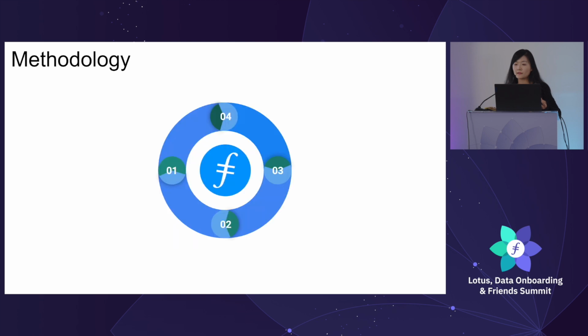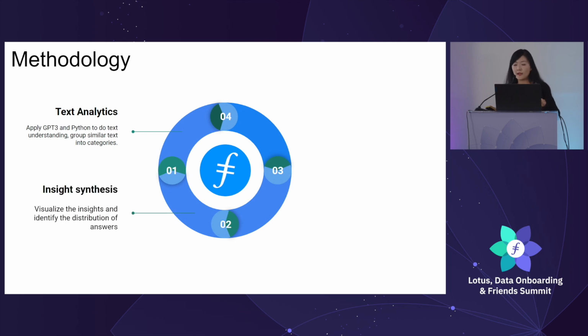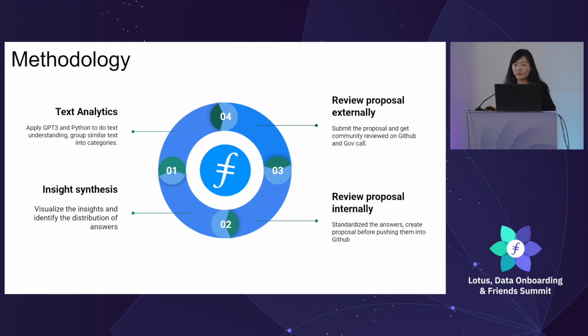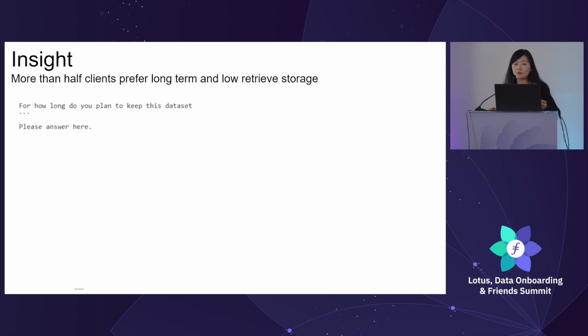And next, I just want to quickly double click on the methodology. Again, first text analytics, then insight synthesis, then review the proposal internally, and last, I want to highlight, review the proposal externally. It's all operating openly in GitHub at this stage, and we have those governance calls with the community and notaries very frequently. So yeah, after doing the synthesis, here are the insights.